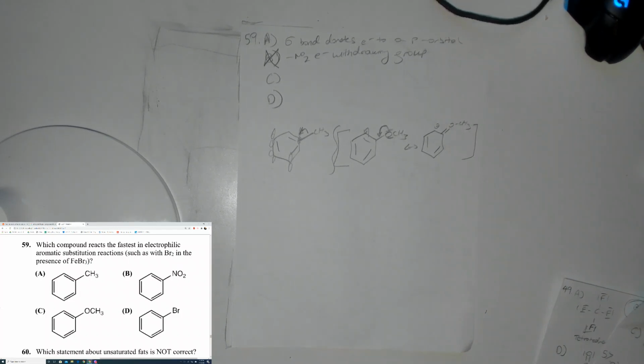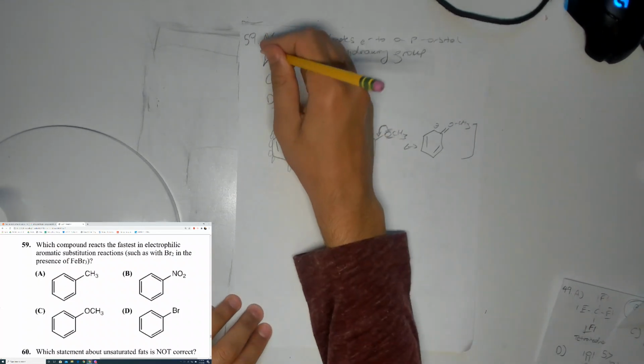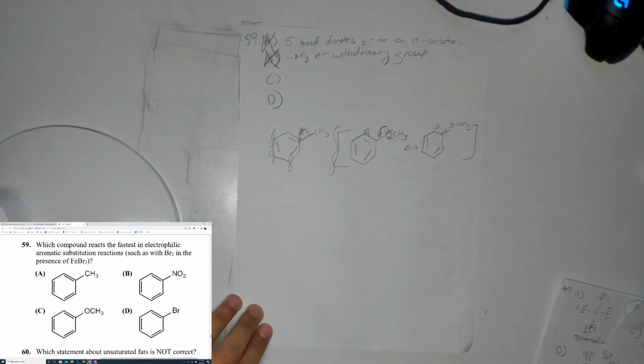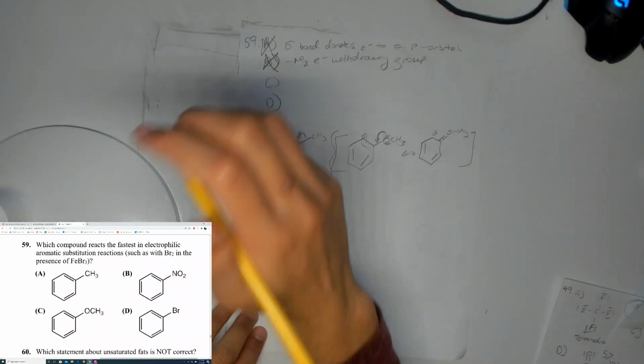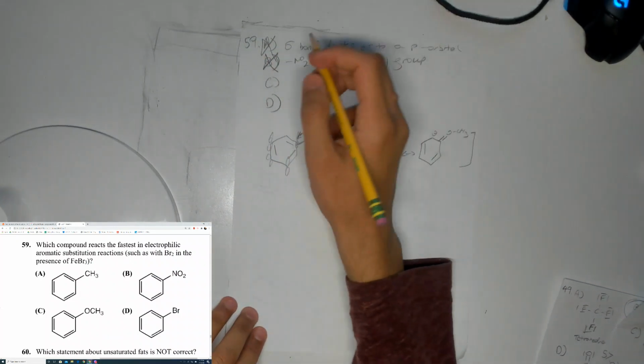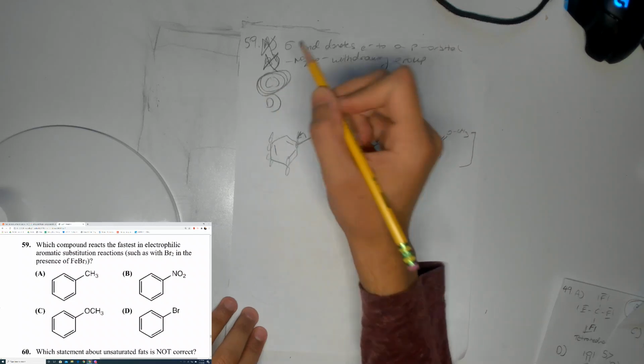So this is why C, the methoxy group, is an electron donating group, and it is much stronger than A because resonance is a stronger factor than hyperconjugation. So that means you can cross out A. And Br is electron withdrawing, so it is a deactivating group. So C is the correct answer.